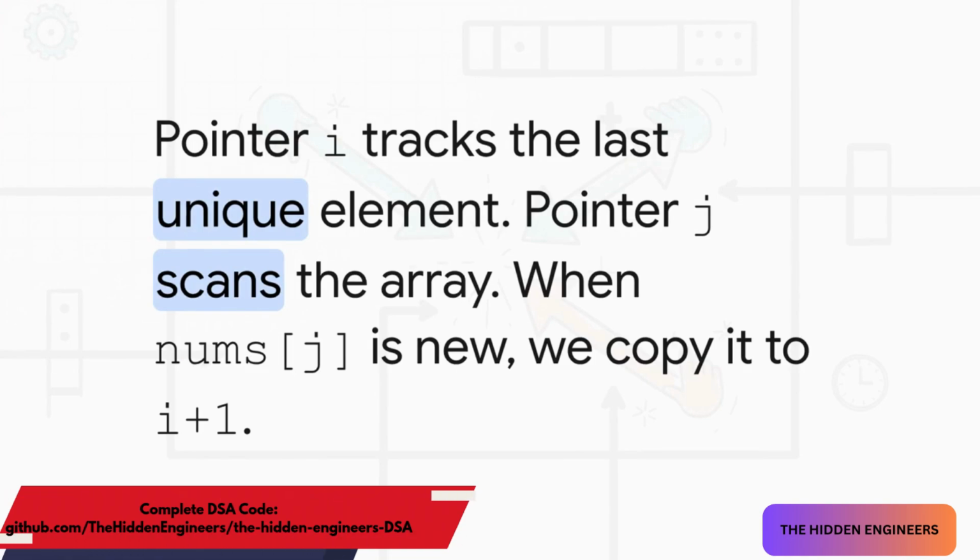Pointer J, the fast one, just scans through the whole array. Pointer I, the slow one, just chills. The moment J finds a number that's different from the one I is pointing to, we know we've found a new, unique number. So we nudge I forward one spot, and then we copy the value from J over to where I is now. We're basically just overwriting the duplicates as we go.